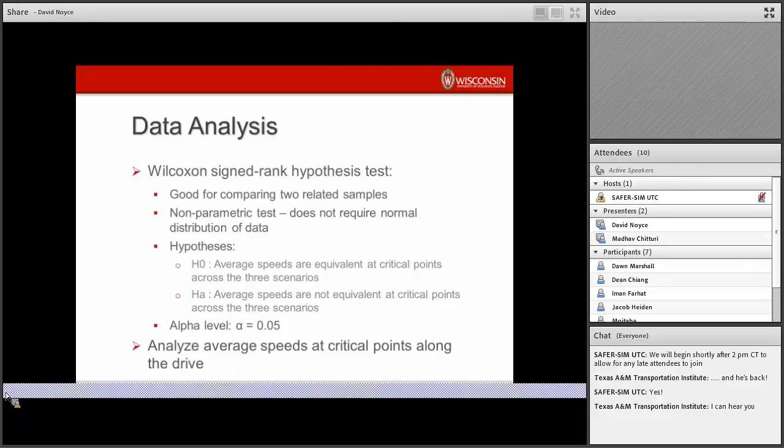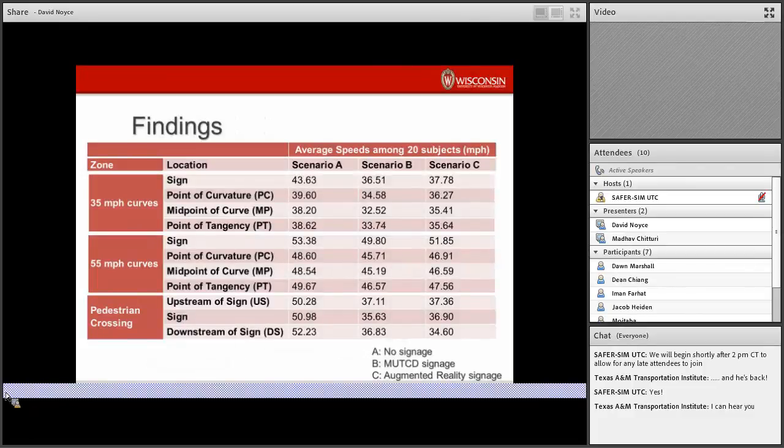Now, I won't spend a lot of time here, but all of you that are involved in research know that at the end of the day, we have to evaluate our data. So we went through the traditional set of statistical based analyses. In this particular case, it wasn't overly difficult because the data was relatively simple. But we looked at a number of different tests at the end that were non-parametric in nature because of the nature of this data and the different types of things we wanted to look at. But really, what we wanted to focus on was looking at the average speeds at critical points along the driveway and see how drivers behaved and reacted to different types of conditions.